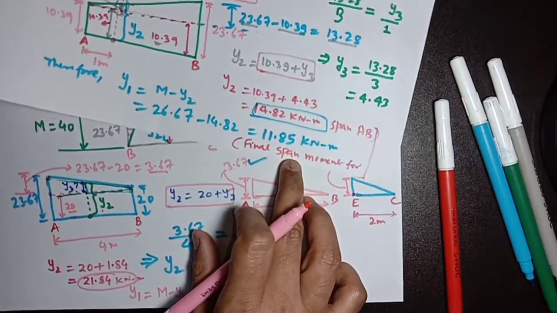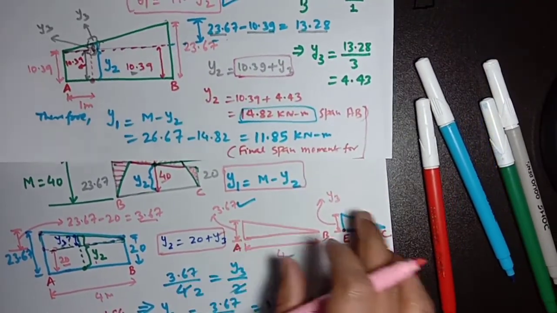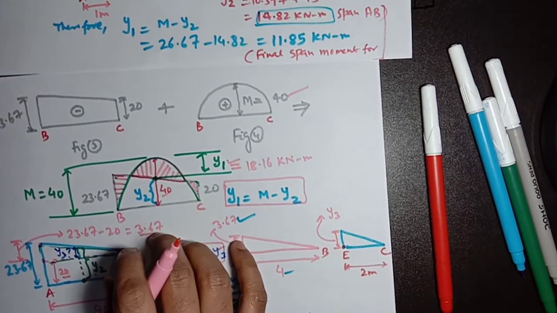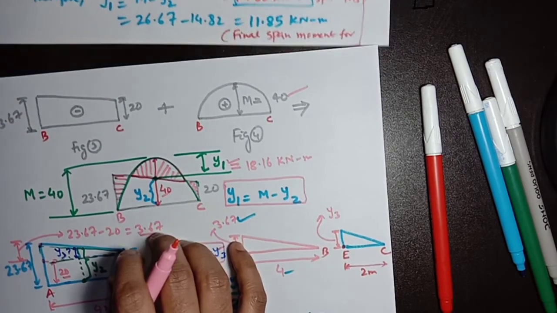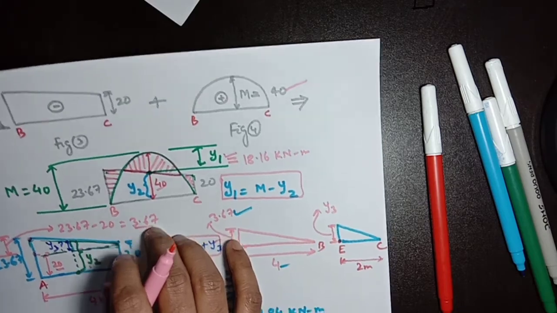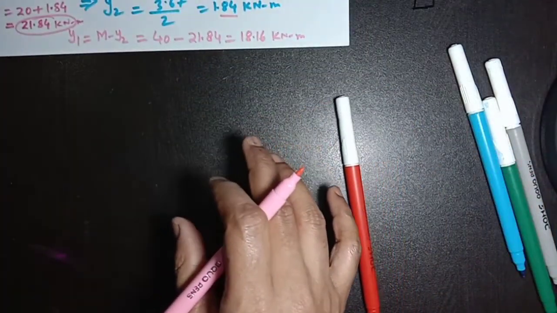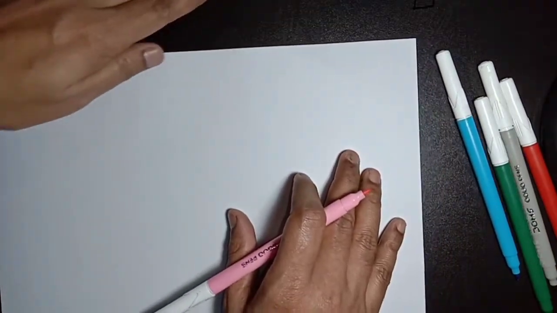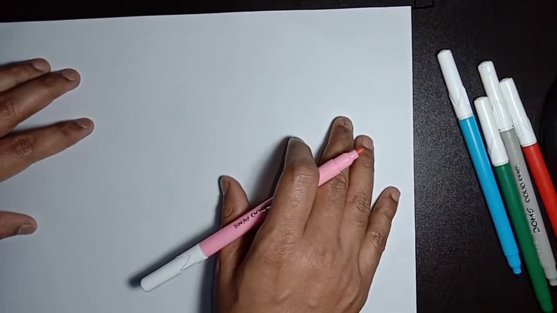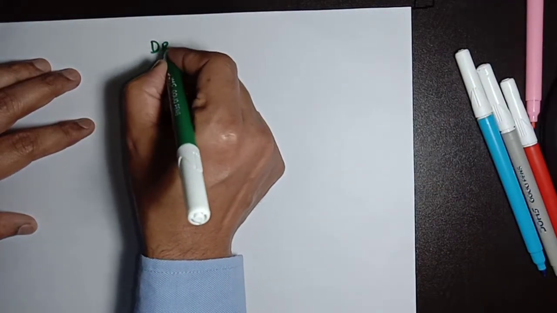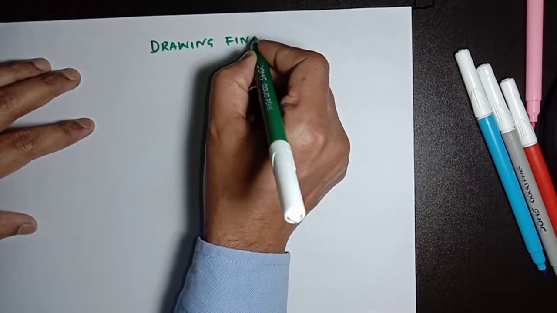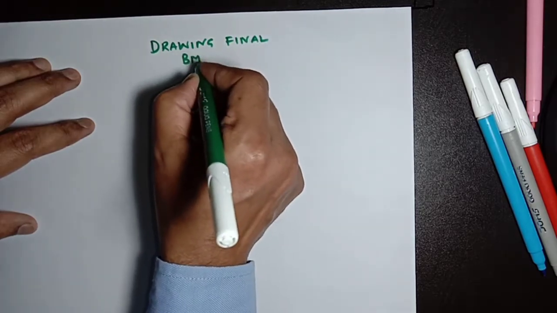11.85, and we have the support moment for span AB, and we also have the support moment of span BC. By combining AB and BC, we can draw the final bending moment diagram from here. Now drawing the final bending moment diagram, final BMD.